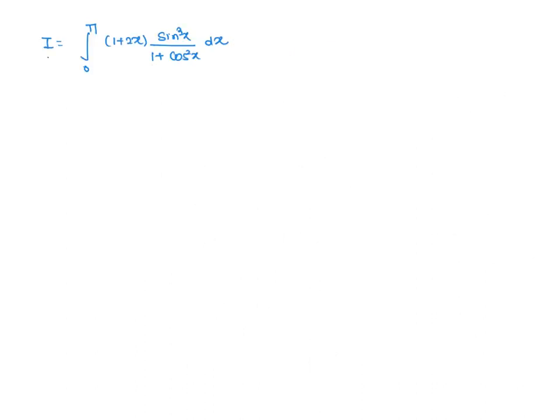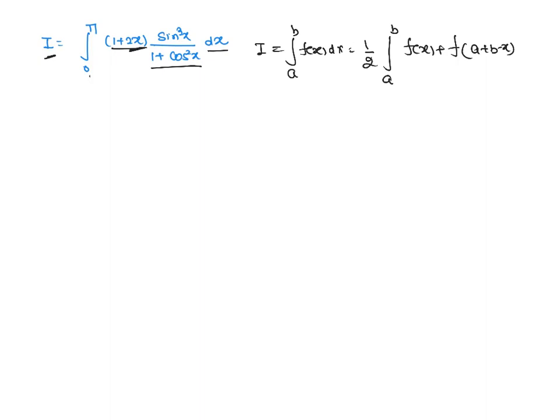The next problem is I equals to integration 0 to pi, 1 plus 2x sine cube x divided by 1 plus cos square x dx. To solve this problem, we want to remove x. So for that we will use one property. If I is integration of fx dx, this also we can write as 1 by 2 integration, limit a to b, then fx plus f of a plus b minus x, sum of limit minus x, into dx. So same property we will use here.